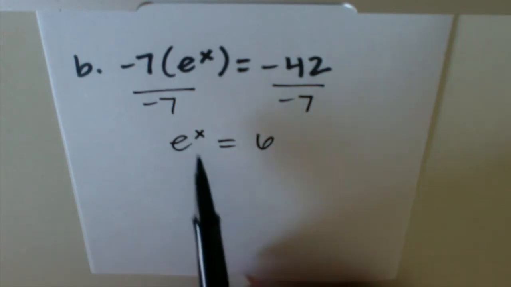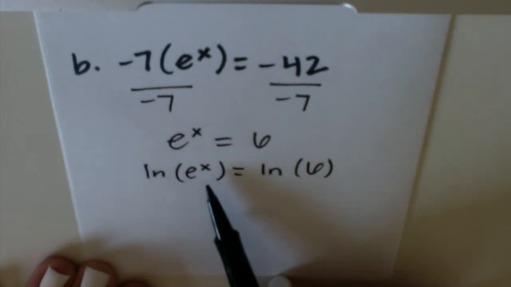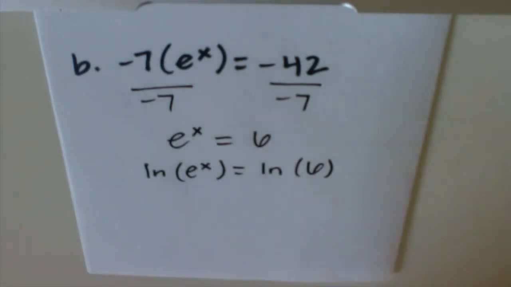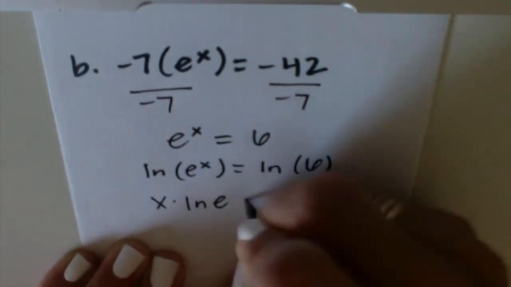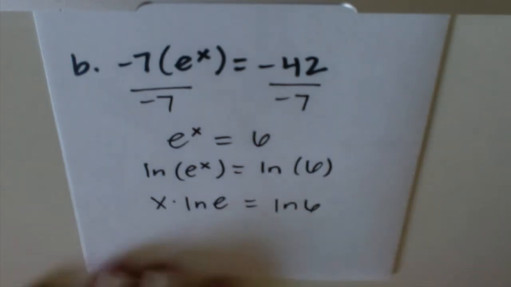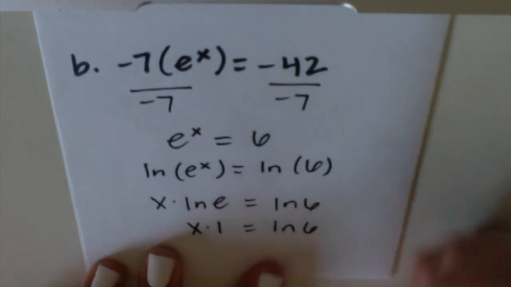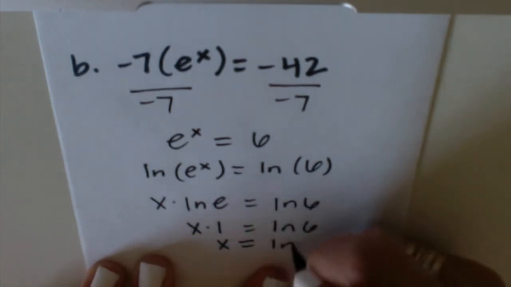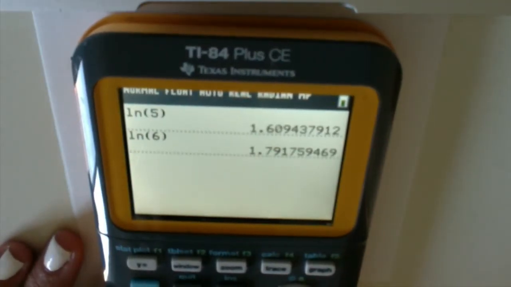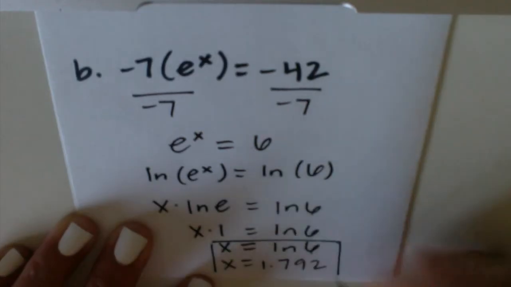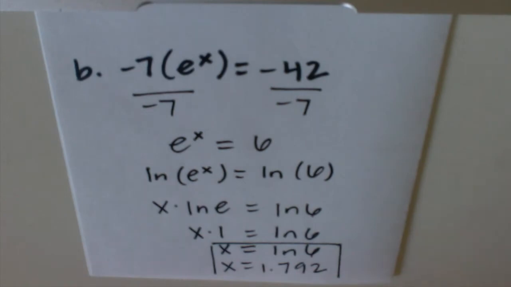And at this point, because your variable is in the exponent, we're going to take the natural log of both sides. Okay, so we're going to use properties of exponents that says we can take this x and move it to the front. So we're going to go x times ln of e equals ln of 6. And again, ln of e is 1. So you end up getting that x equals natural log of 6. So ln of 6 is equal to 1.792. You can list your answer as either natural log of 6 or the decimal form would be 1.792.